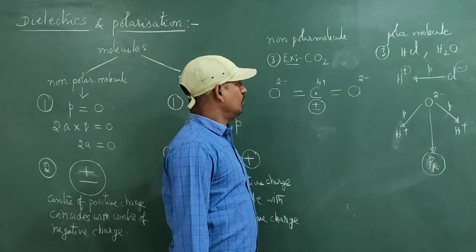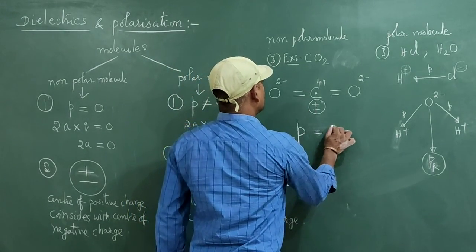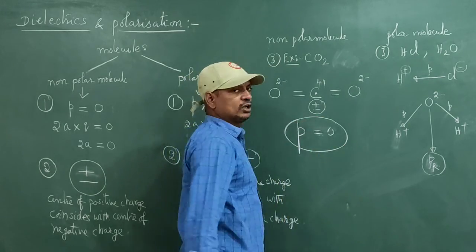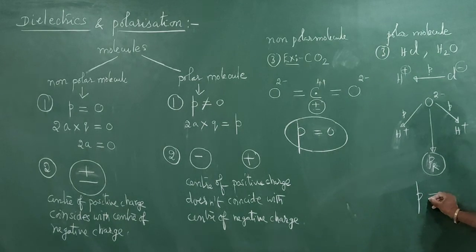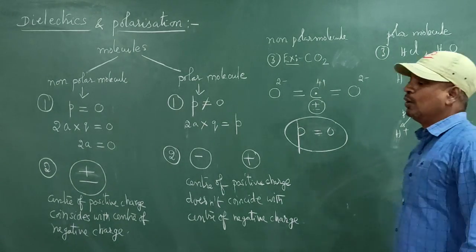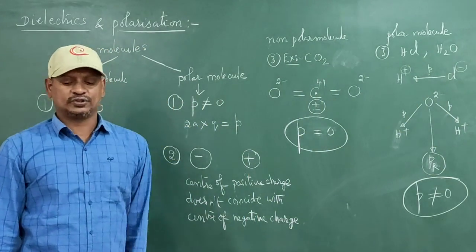So any molecule whose dipole moment is 0, what do you call that? Non-polar molecule. Any molecule whose dipole moment is not 0, what do you call that type of molecule? Polar molecule. I hope you have understood.